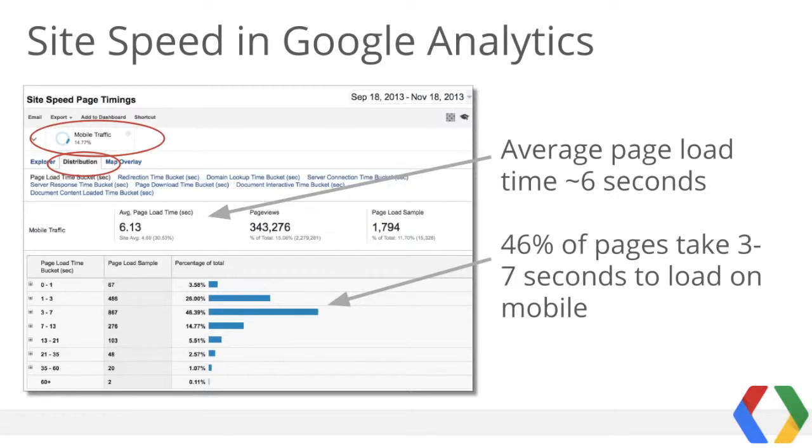With our segment set to mobile traffic, select the Distribution tab. Distribution provides a high-level view of a site's performance. We can see that the average page load time on mobile for my site, the Google Store, is over 6 seconds. We also notice that 46% of my site's pages take 3 to 7 seconds to load on mobile. The good news is that we have lots of room for improvement.